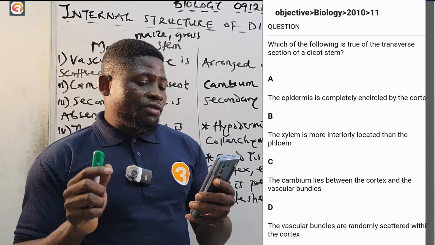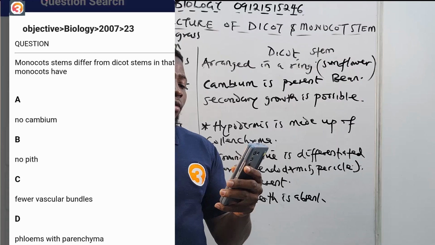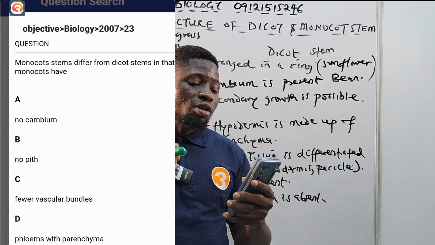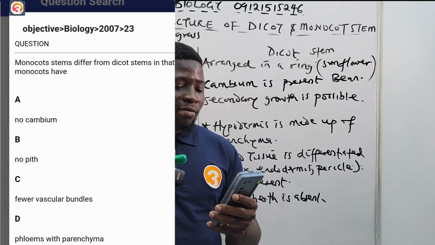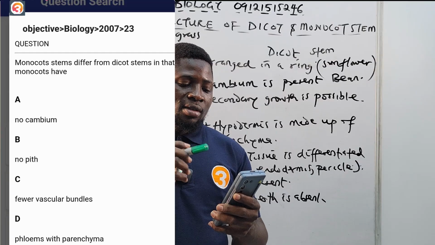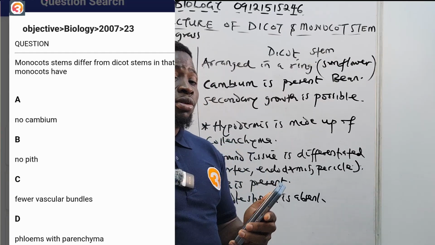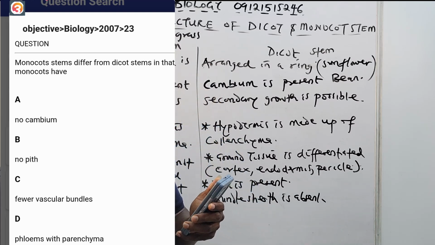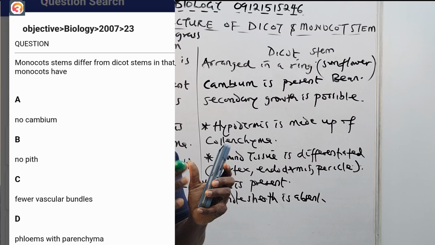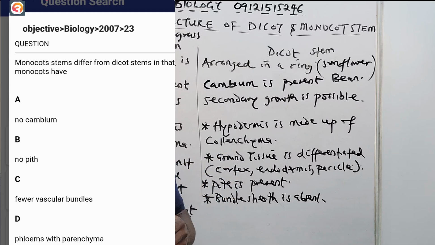2007, number 23. They say monocot stems differ from dicot stems in that monocots have: A says no cambium. Do monocots have cambium? B says no pith. Now for the pith, we actually said that the pith is absent or not distinctly differentiated in the monocot. That means it may be present, so you cannot pick pith in that kind of condition.